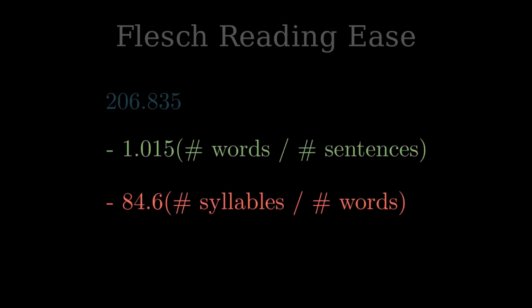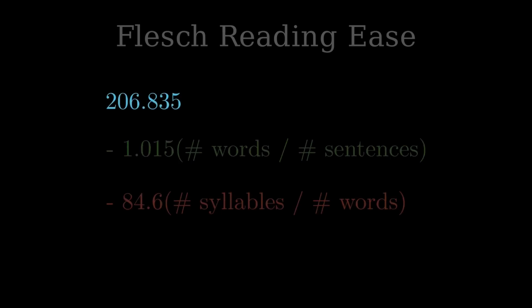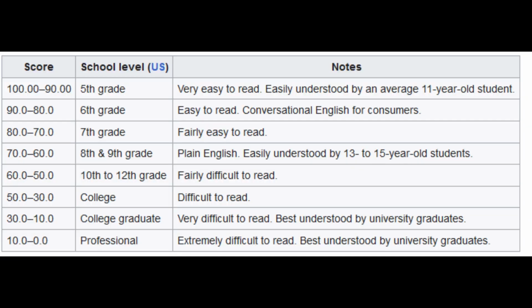Because both of these terms are subtracted from this first constant, higher lengths mean a lower score, and that means lower readability. Flesch provided this scale from 0 to 100 to interpret the score, although the score can be outside this range. Let's walk through some examples.